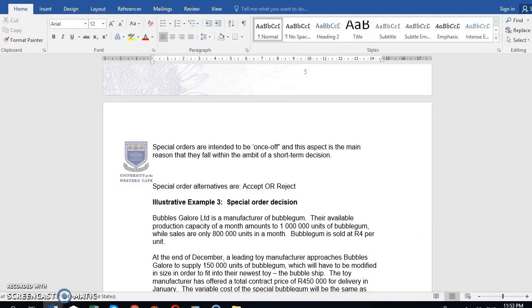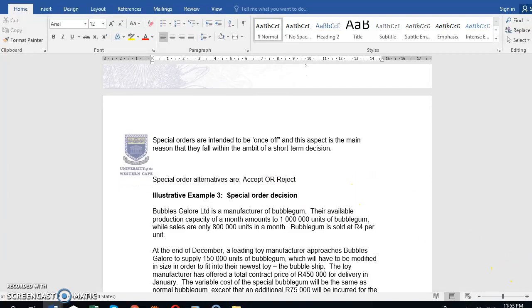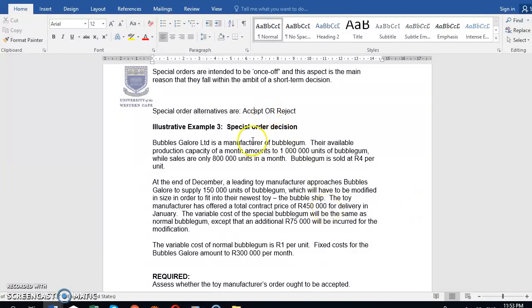So I'm going to run through this class example with you, just a brief overview. This is example 3, Bubbles Galore. They manufacture bubble gum. Their available production capacity per month amounts to a million units, while sales are only 800,000 units. Bubblegum is sold for 4 rand per unit. At the end of December, a leading toy manufacturer approaches them to supply 150,000 units. You can see this is in addition to what they normally do, a special order, and it will have to be modified to fit the newest toy.